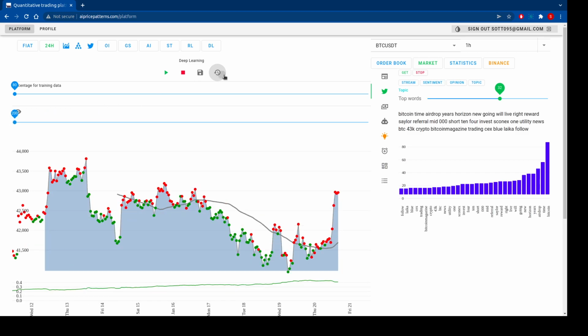And from the deep learning point of view, we could open a short position, and we should be careful to buy, because our artificial intelligence tools predict some resistance and support, and these tools tell us that we could see some rebound from 43,000.